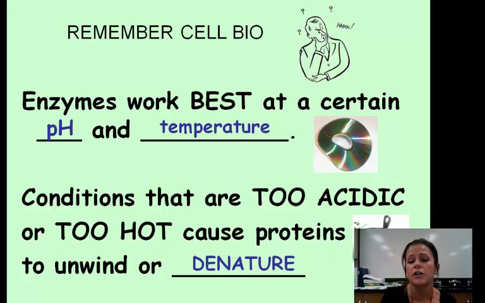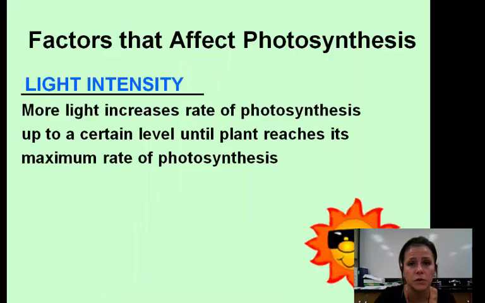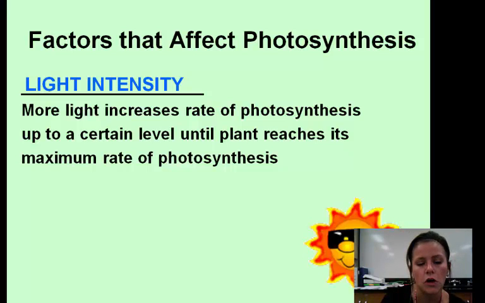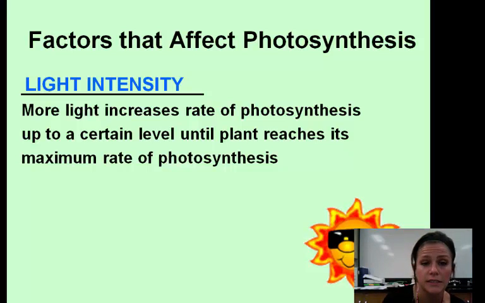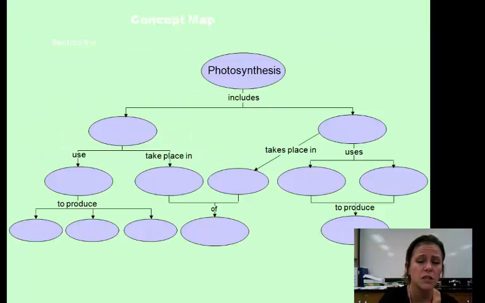And then last but not least, enzymes work under a certain pH. Conditions that are too acidic or too hot cause enzymes to unwind and denature, meaning that photosynthesis will take place at a certain pH. Last but not least, light intensity. More light increases the rate of photosynthesis up to a certain level, until a plant reaches its maximum rate of photosynthesis. So this might be a good thing to have for your test, this concept map.